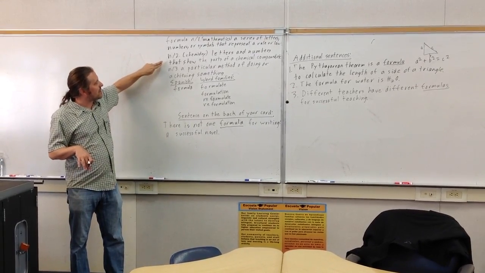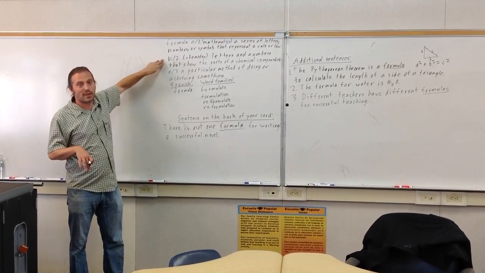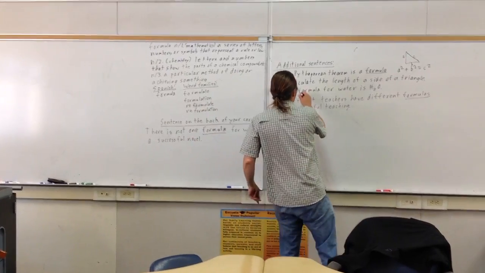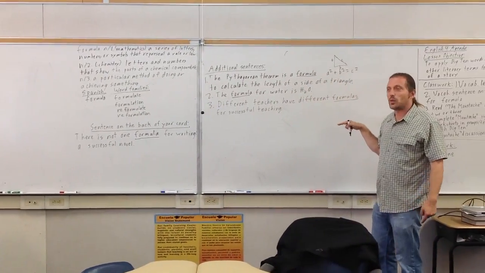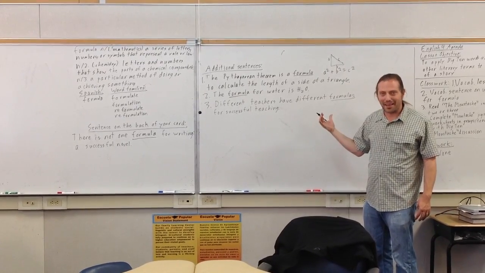So a formula in chemistry is letters and numbers that show the parts of a chemical compound. For example, the formula for water is H2O. So it's like the recipe, almost. You can think about it that way, in chemistry.